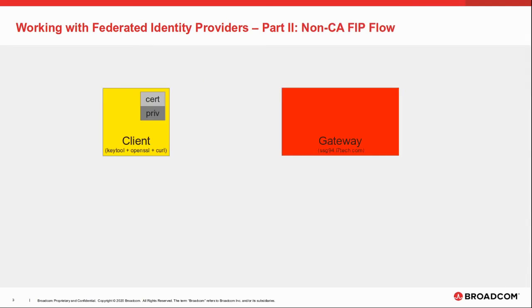Now here's the flow. On the left we have a client, and in my example I'm going to use a fictitious company, a fictitious partner that we'll call Acme Products. And they may be providing rockets for your roller skates or something like that. Anyway, this will be represented by Key Tool, OpenSSL, and curl again. And on the right we have our gateway.